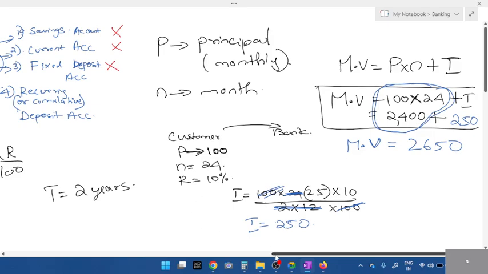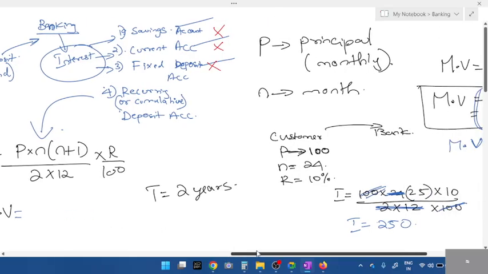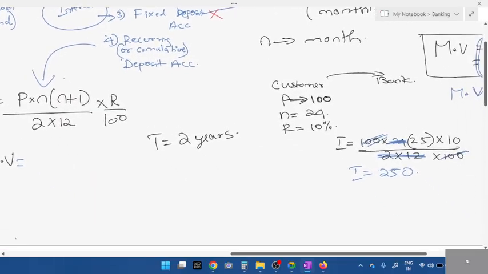This is the formula for RD account. Like this, savings account has a different formula, current account has a different one, fixed deposit has a different formula, and RD account has this formula. Okay, so maturity value is basically the total amount which you're going to receive at the end of 2 years, 3 years, whatever time period.